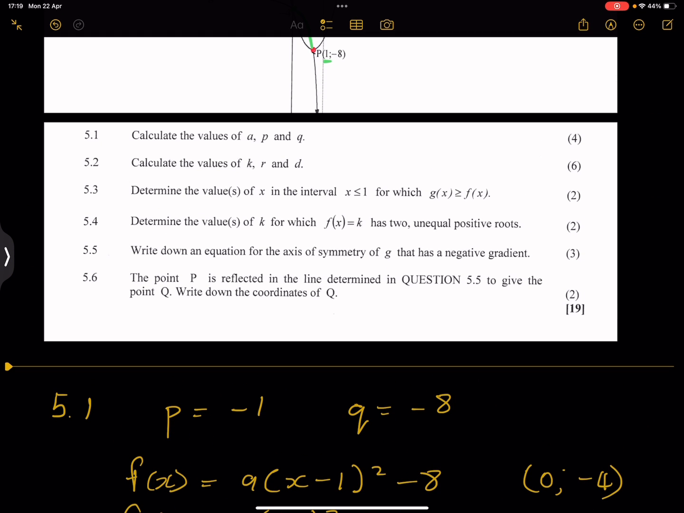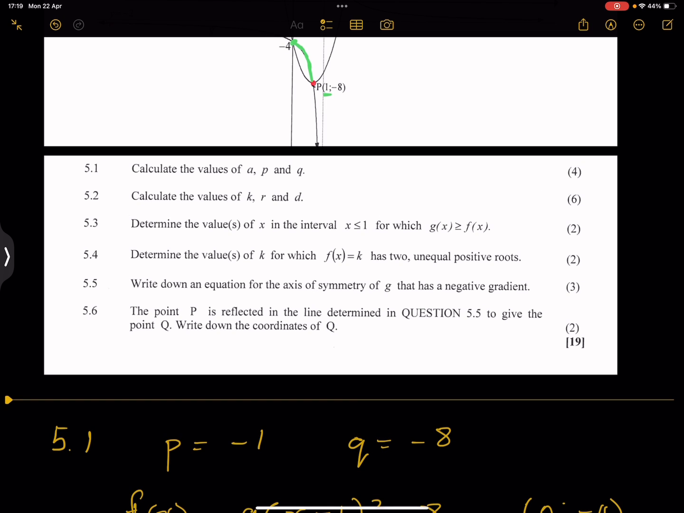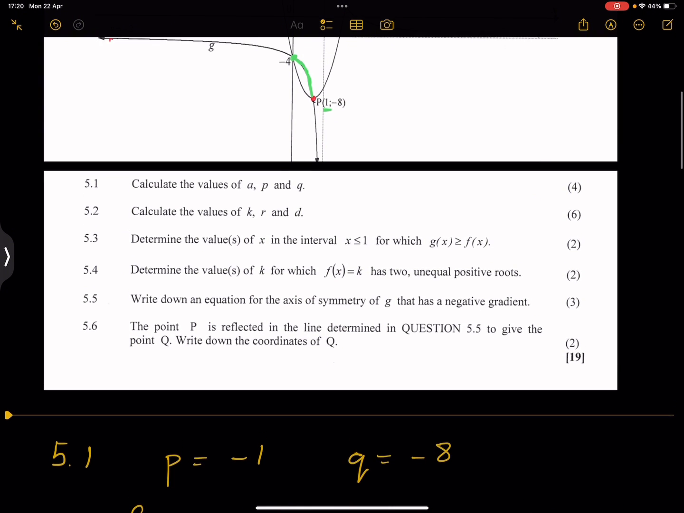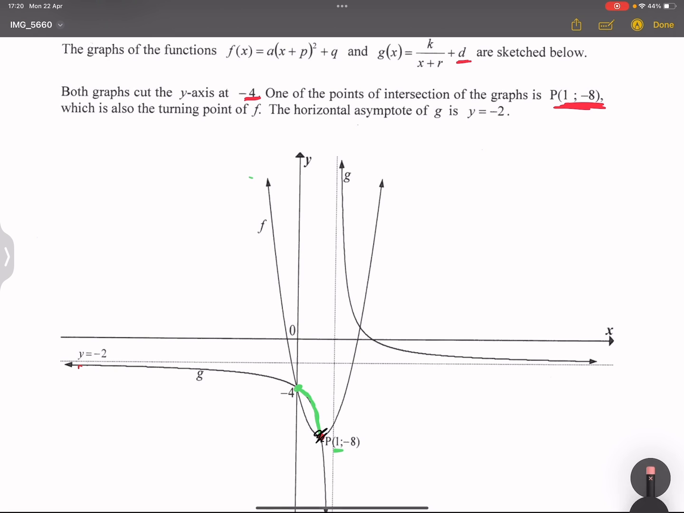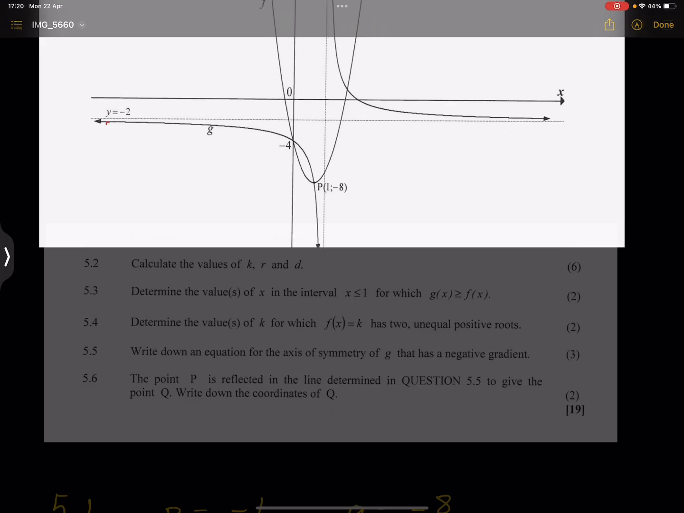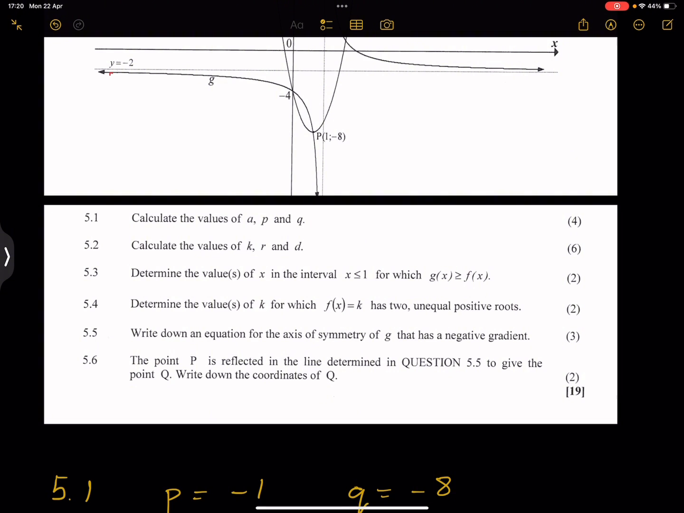So they say determine the values of k for which f of x is equal to k has two unequal positive roots. Now I want you to note, ladies and gents, so at the moment, what can we say about the graph of f of x? So definitely it has two unequal roots, but are those roots positive? Okay, that's what they said. The roots need to be positive.